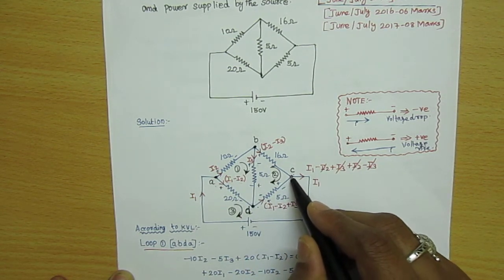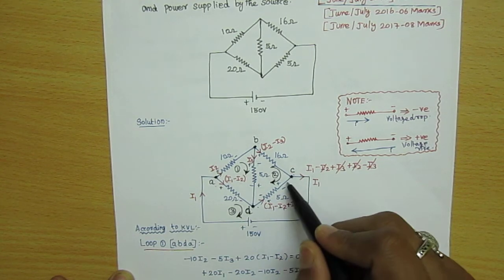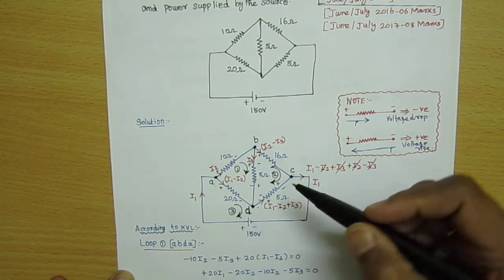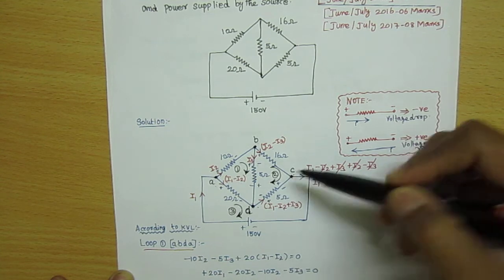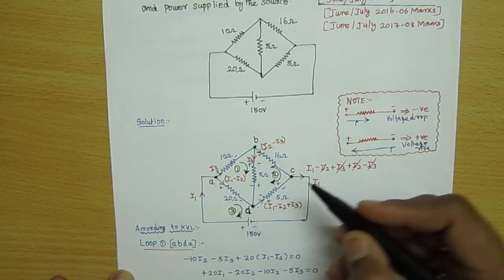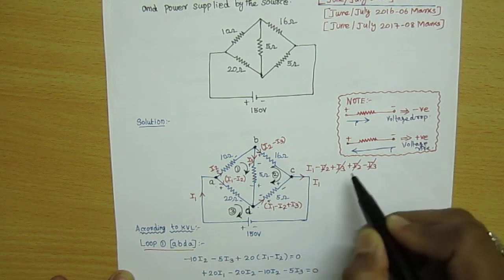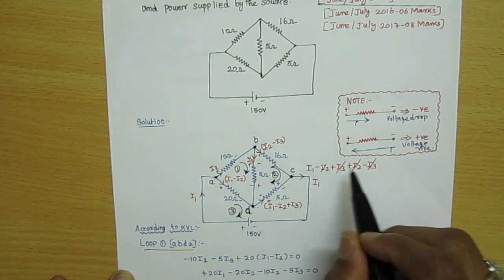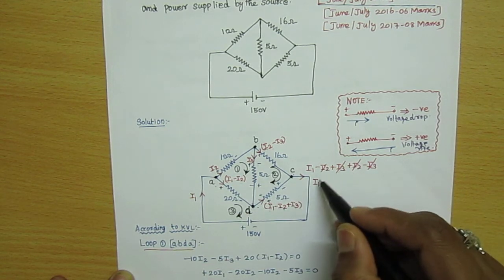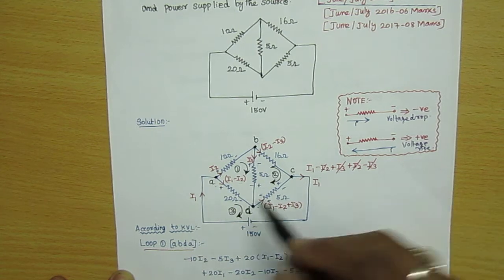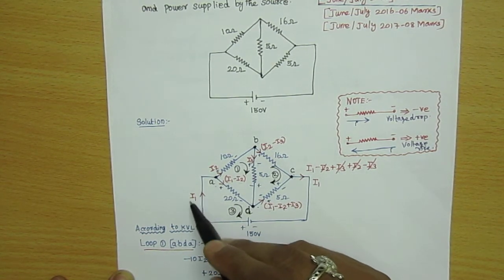Coming to junction C, I1 minus I2 plus I3 current flows towards junction C, and I2 minus I3 current is also flowing towards junction C. Both are incoming currents, so I1 minus I2 plus I3 plus I2 minus I3. Here I3 gets cancelled and I2 gets cancelled. Finally we get I1, which we consider as the input current, the total current.